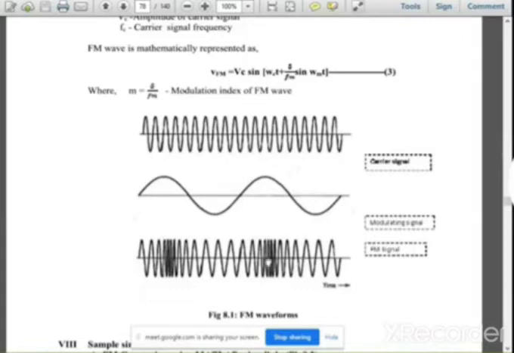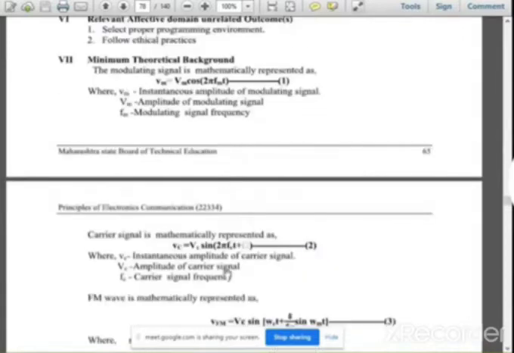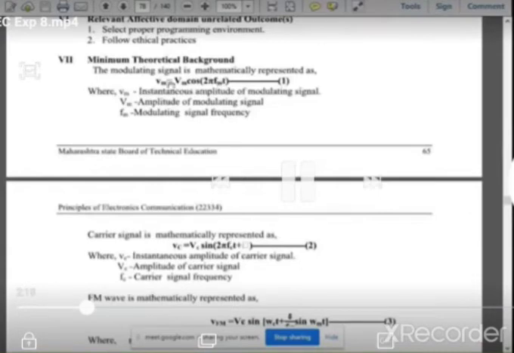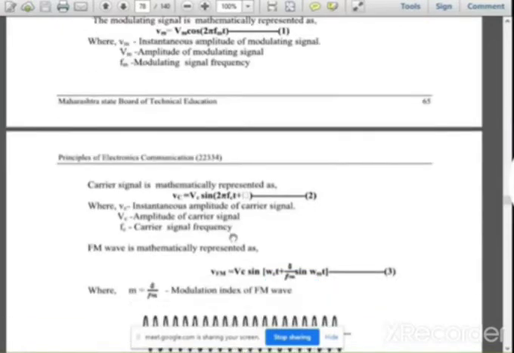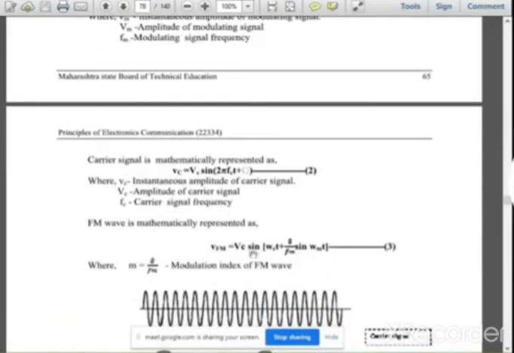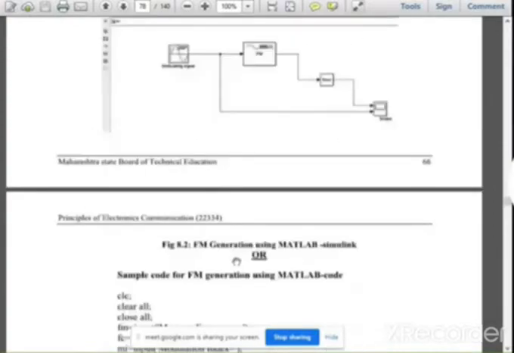Next we'll talk about the code. The code has been written in MATLAB language, and the same code has been given in your lab manual. So this is the code. I have written the same code in MATLAB, with some changes in the programming wherever I have written. Here CLC, clear all and close all, is used to clear the screen.